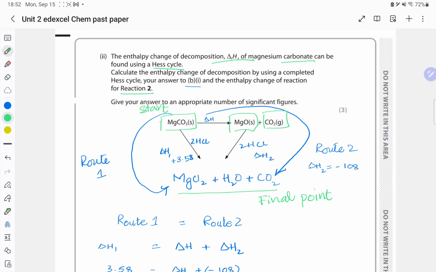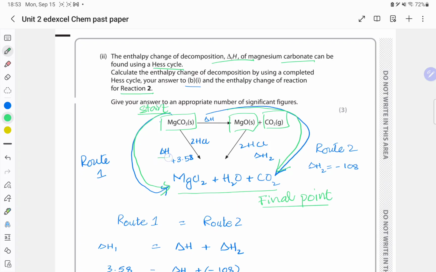Now you're going to find two routes starting from this point and ending on this final point. Here we have one route, route 1, and then another route, route 2. Now what you're going to do is very simple. You just balance these two routes, because the Hess cycle says that whether you move toward the product side by route 1 or route 2, the energy change is going to be the same. So in this case, first you find this value. Just give any value to it.